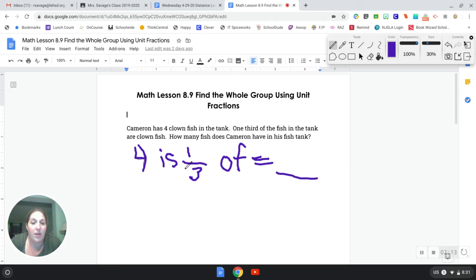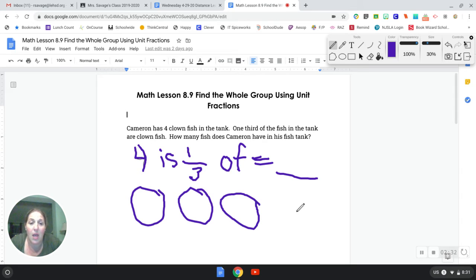We're going to figure it out using the same thing we did earlier in the week. We're going to use that denominator. So we know that the denominator here is what? It is 3. So we need 3 groups. 1 group, 2 groups, 3 groups. And we know that 4 is 1/3. So 1 out of these 3 groups is equal to 4.